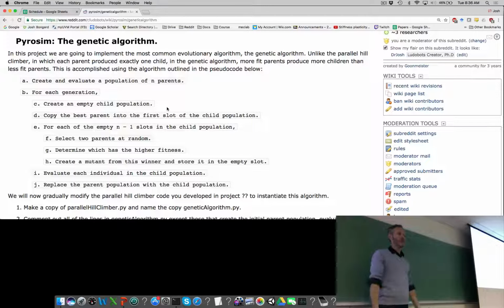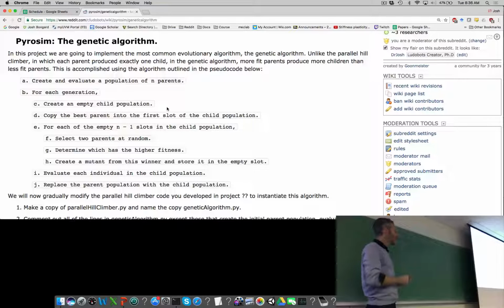Would be P2, right? So if P2 has the highest fitness of all the parents, and we're picking pairs at random, whenever P2 is one of the 2 that's chosen, it's always going to win, right? So if it gets chosen multiple times, it's going to produce quite a few offspring, right? So now we can see that the genetic algorithm is a better approximation of biological evolution than the parallel hill climber was, because in the parallel hill climber, everyone is allowed to produce exactly 1 offspring.